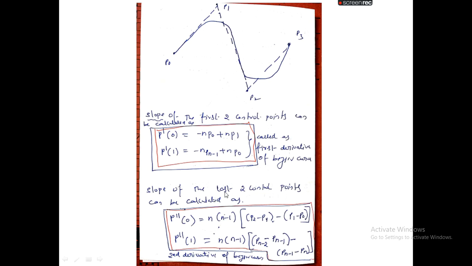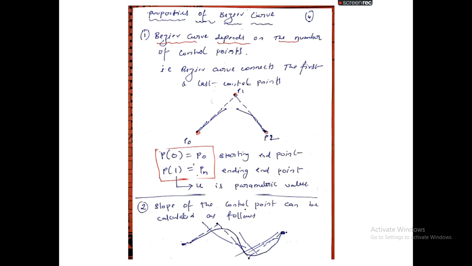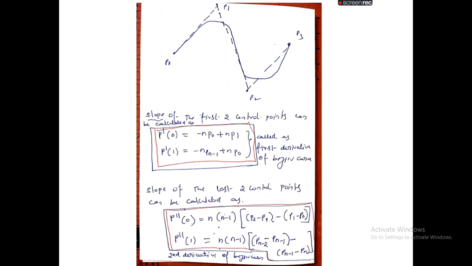This is the slope of the first control point. Slope of the last control point can be calculated using the following formula. This formula is called the second derivative of Bezier curve. So what I would like to explain is, here I have written two properties with respect to Bezier curve.